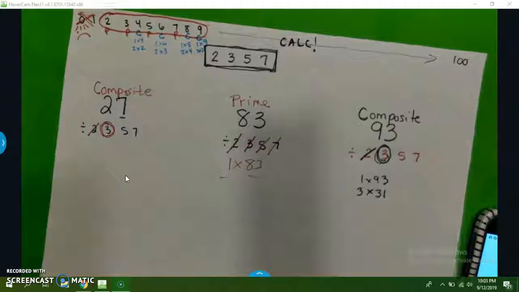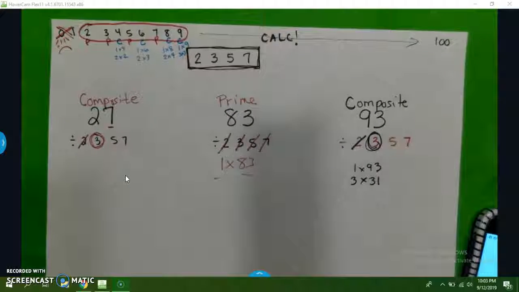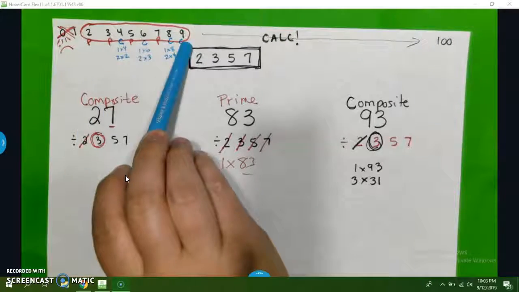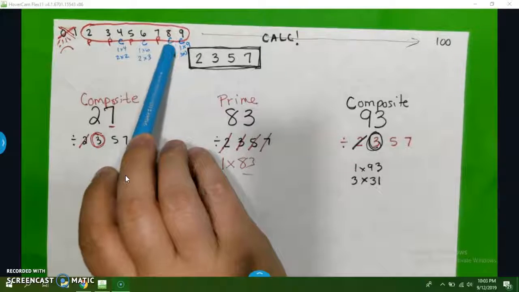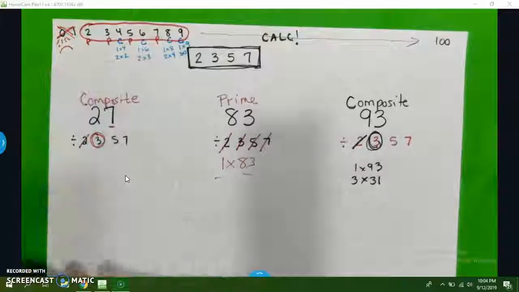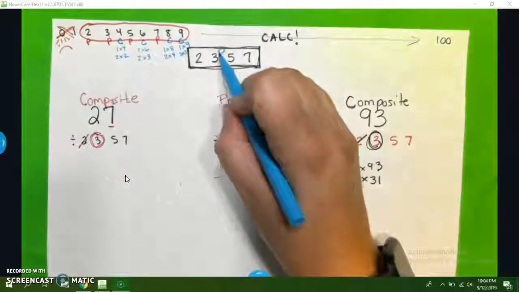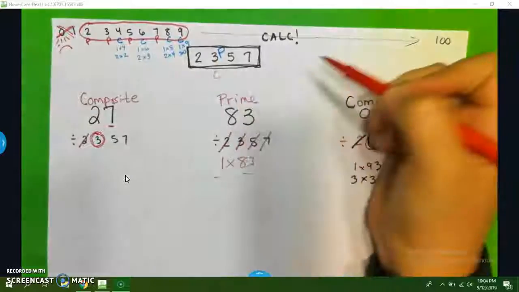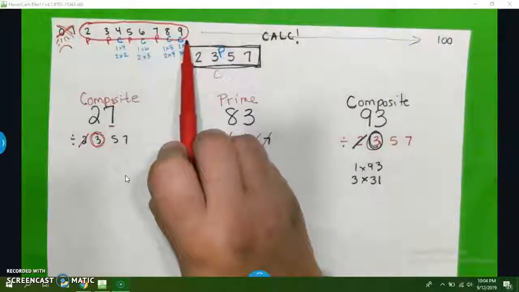So, I hope this was a good, quick little review of what you've been learning about classifying numbers as prime and composite. The most important thing is keep in mind that your single-digit numbers, you cannot use a calculator. You just have to know these are neither. In the box is prime, not in the box is composite, as far as your single digits.